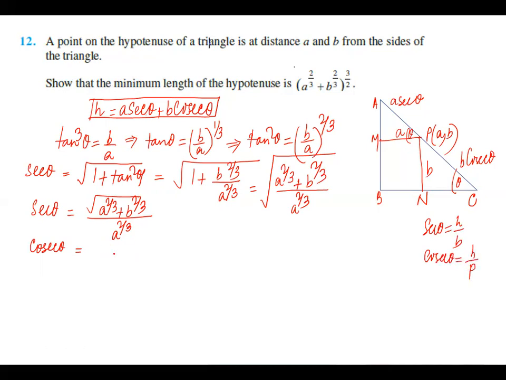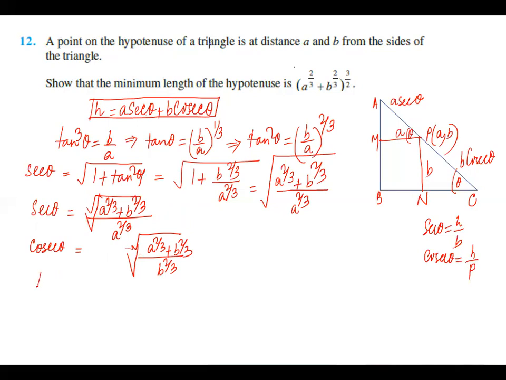So h is equal to under root a to the power 2 by 3 plus b to the power 2 by 3 whole square root. It was square root. It will be b to the power 2 by 3. And you will take square root. It will be b to the power 1 by 3. Here a will be 1 by 3.